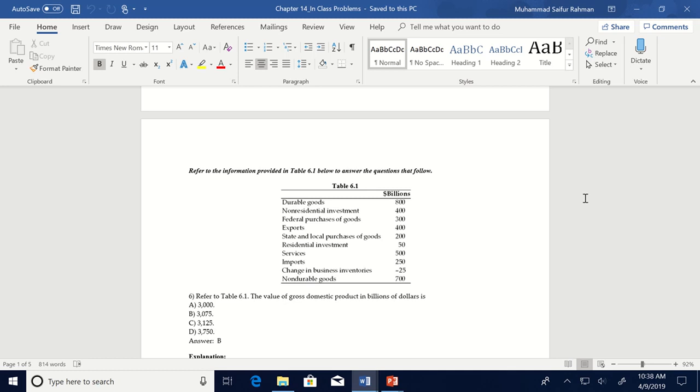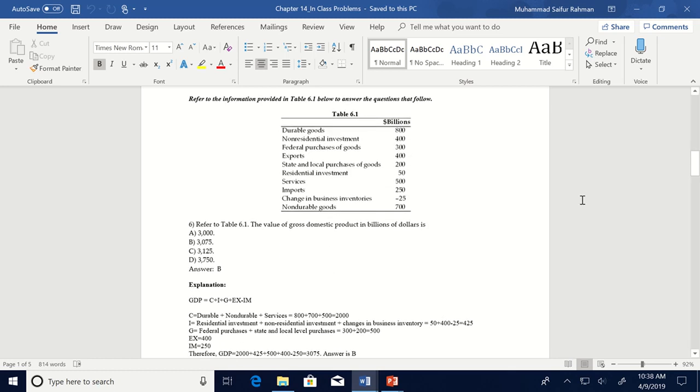So what you should do is you should calculate each of these components, C, I, and G, separately.